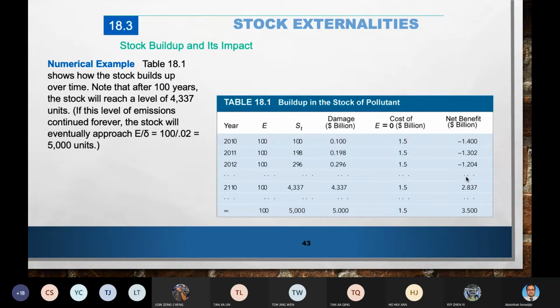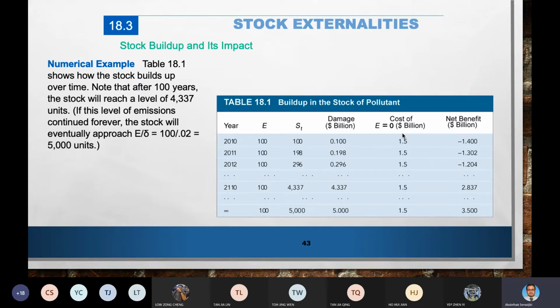So in order to reduce the emission from 100 units to 0, how much is the total cost? 100 times 15 million for each unit, and we have 1.5 billion. So every year to reduce this 100 units of emission, we need to spend 1.5 billion, at the damage cost of 1 million per unit. Also, sorry, 15 million per unit.